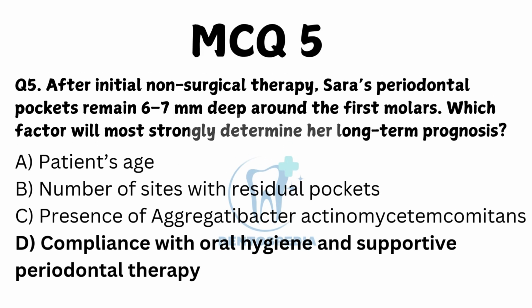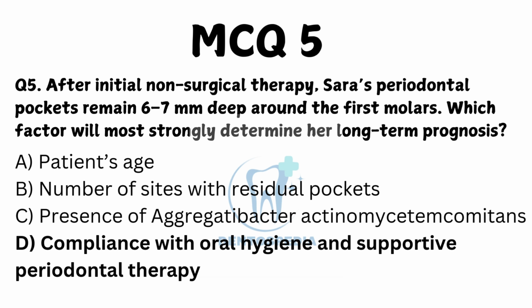The correct answer is D. Compliance with oral hygiene and supportive periodontal therapy. Why? In localized aggressive periodontitis, initial treatment can reduce inflammation, but the long-term outcome depends mainly on whether the patient maintains strict oral hygiene and attends supportive periodontal care. Without compliance, relapse and progression are almost guaranteed.